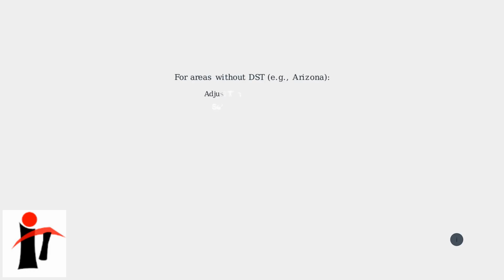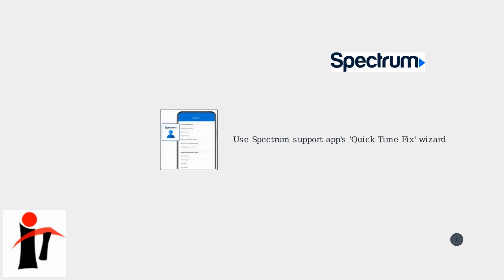If you're in an area that doesn't observe DST, like parts of Arizona, you may need to manually adjust the time zone or DST setting. For persistent problems, use the Spectrum Support app's QuickTime Fix Wizard or contact Spectrum Support directly.